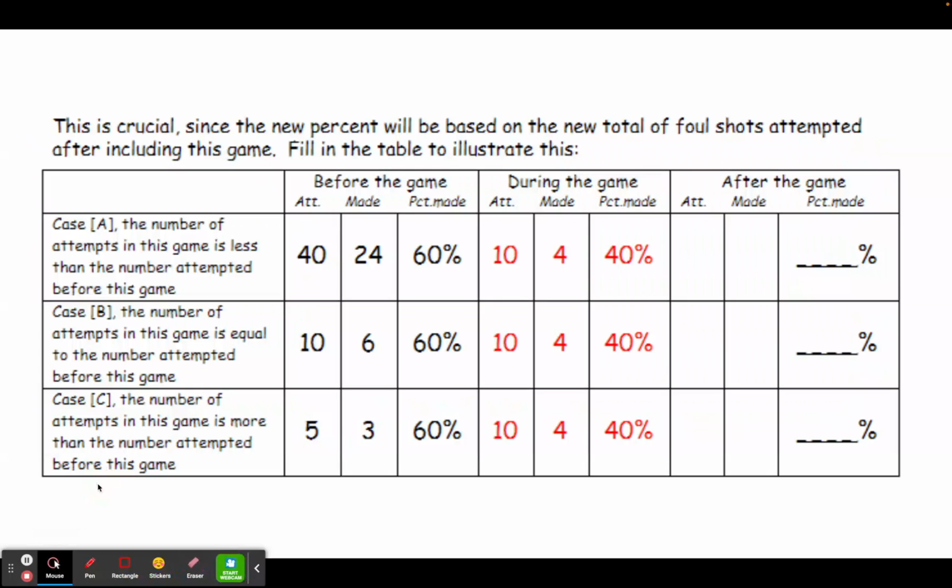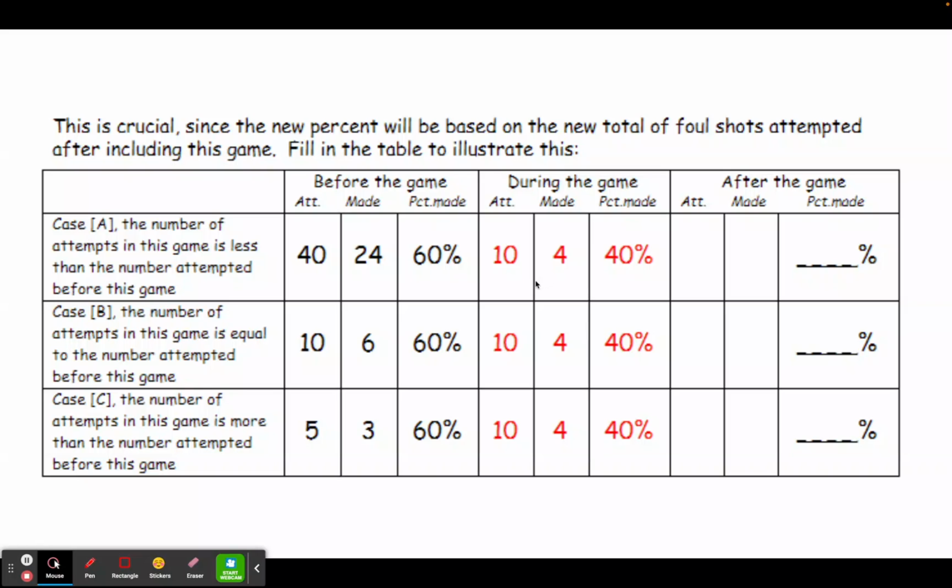Case A is where the number of attempts in the current game is less than the total number of attempts before. As an example, suppose that before the game mentioned in the example, the player had made 24 of 40 shots they attempted. 24 of 40 is, in fact, 60%. Now, during the current game, the player attempted 10 and made 4, which is 40%.